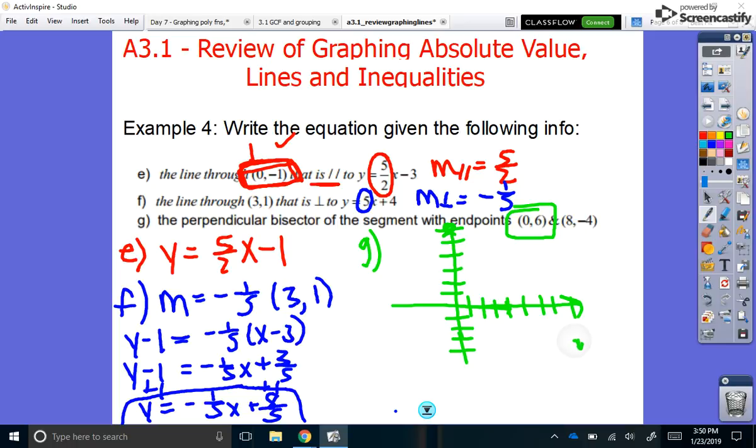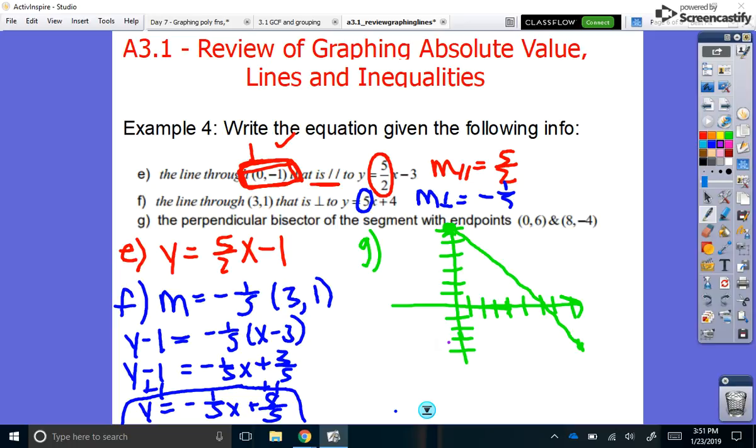All right, so it wants the perpendicular bisector through this line. Oh, so what I just said wasn't true. If I were writing the equation of this line, I could use this y-intercept, 0, 6. But it doesn't want the equation of this line. It wants the equation of the perpendicular bisector. So let's think back to geometry.